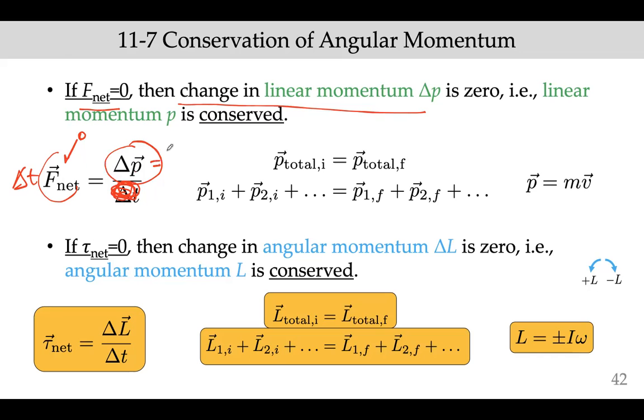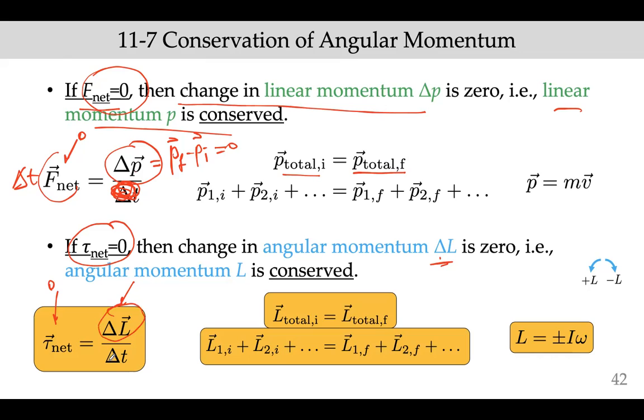That means P final minus P initial is 0. And if the change is 0, then if you put one of these on the other side, that means initial momentum equals final momentum. So linear momentum is conserved if there's no net force. We can write down similar equations for the rotational case. If the net torque is 0, then change in angular momentum, delta L, is 0, you can see from here. That is, angular momentum L in this case will be conserved. So instead of initial momentum equals final momentum, now we write initial angular momentum equals final angular momentum.